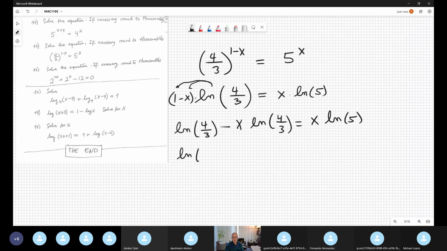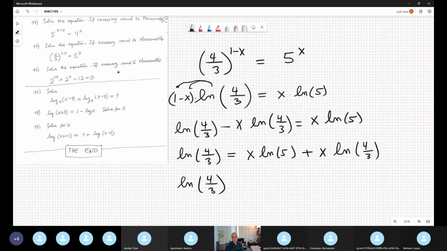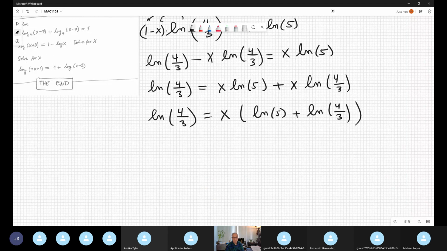Well, I propose you do it in that way. This guy stays. I move this, which is negative, to the right hand side. So it is x logarithm of 5 plus x logarithm of 4/3. Okay, so now I factor out x because my goal is to solve for x. Now finally, one possibility of computing this is you divide this divided by this.